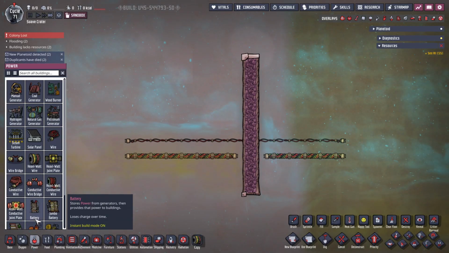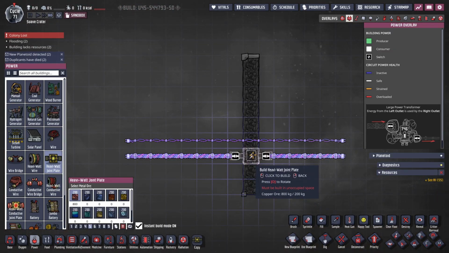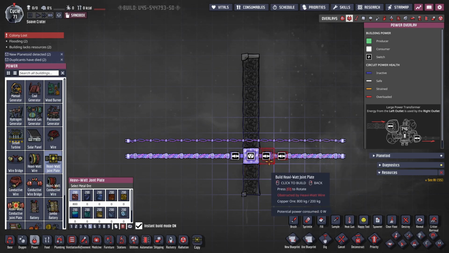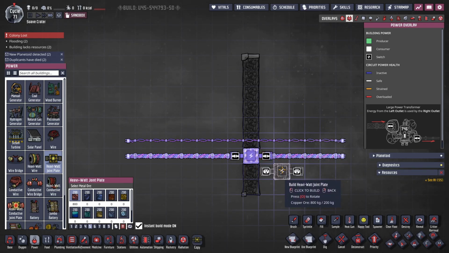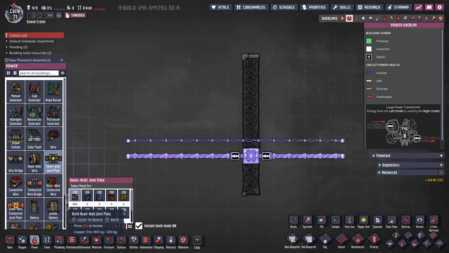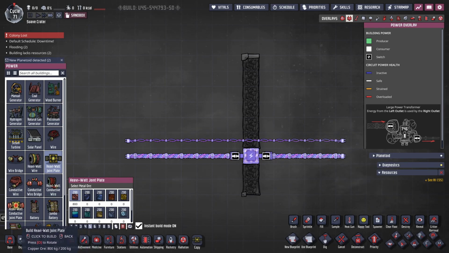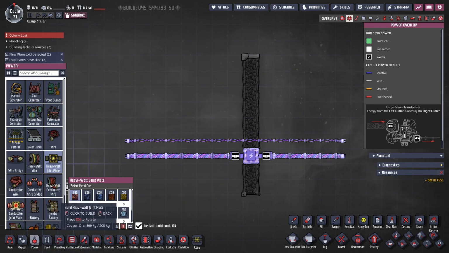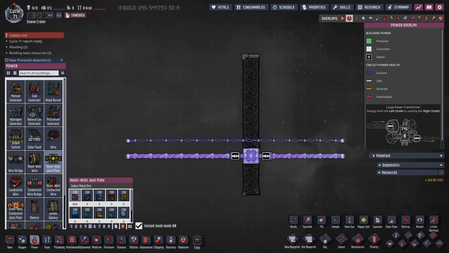To solve that problem, we need to use an element, and this element is the heavy watt joint plate. So if I use a heavy watt joint plate and I just place it here on the wall, we can see that it's going to connect our two heavy watt wires on each side of the wall, and the power will be able to flow from one side to the other side of the wall. There are two types of heavy watt joint plates. There is the normal one that we've just seen, that is for the heavy watt wire, and there is the heavy watt conductive joint plate, which is for the heavy watt conductive wire. So basically this is the same concept. This is just that the heavy watt conductive joint plate is going to be used for heavy watt conductive wire, where the normal one is going to be used for the heavy watt wire.